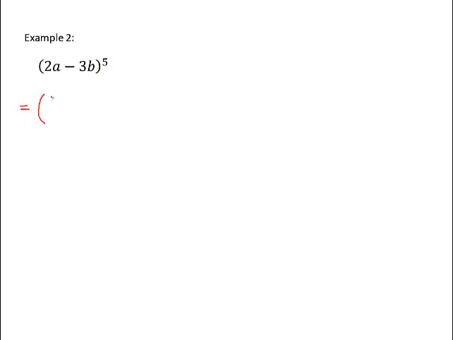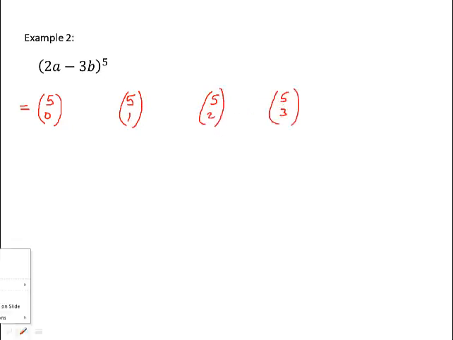So I would get my combinations from the 5th row of Pascal's triangle. It's hard to fit these all on one line. If you can't fit it all on one line, please don't worry about that. I'm just trying my best to do that.